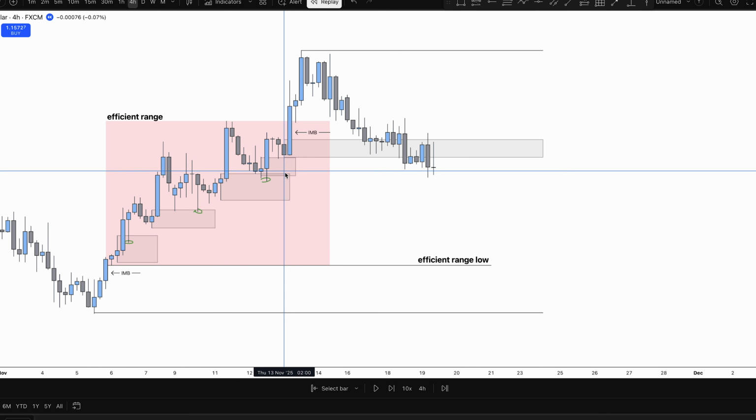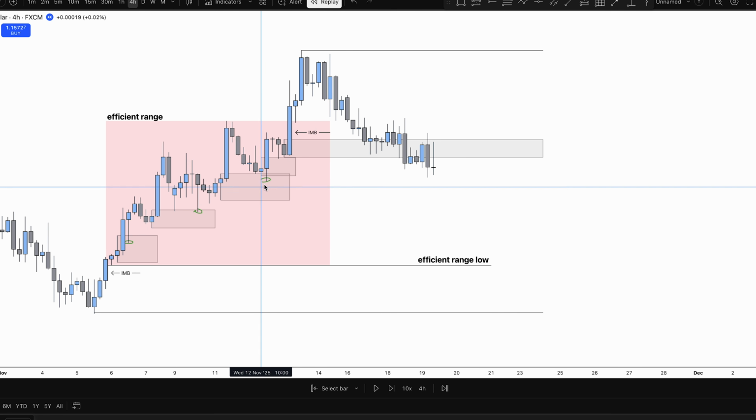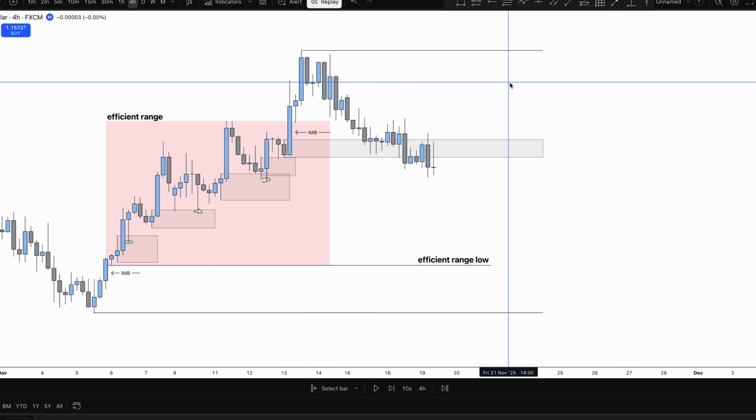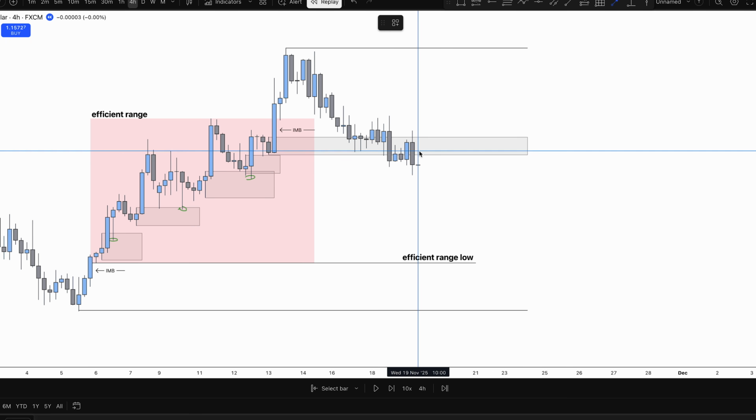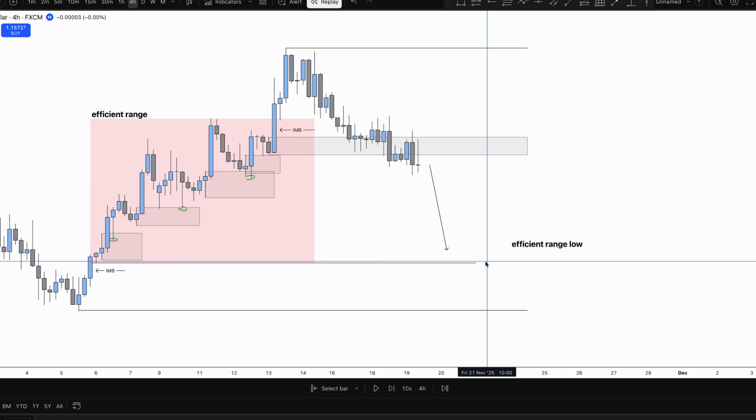And because there's no imbalance points for the market to reverse from, because there's nothing in here that actually will act as support or wait for price to reverse back to the upside, we should just be looking for direct selling opportunity through towards what we have marked as that efficient range low.